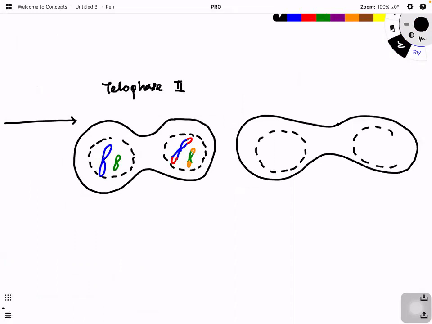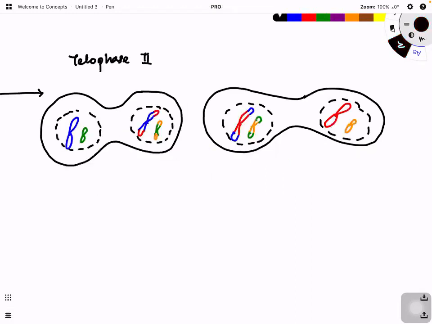Formation of the nuclear envelope takes place. So here you have the red color, the blue, then the orange color with the green. Then you have the orange color and also the red color. Okay, so from telophase 2, you enter into cytokinesis.